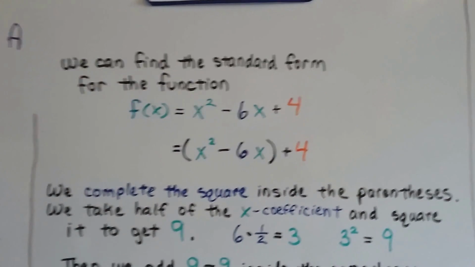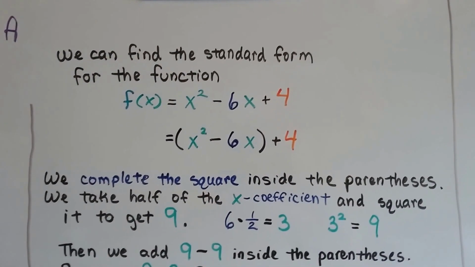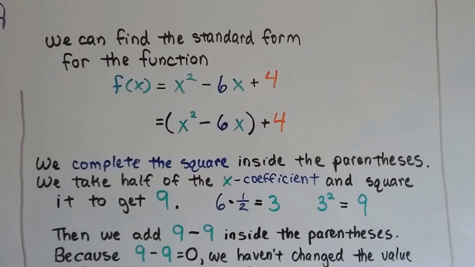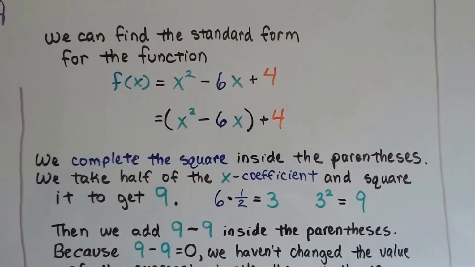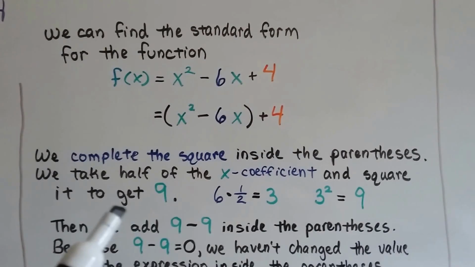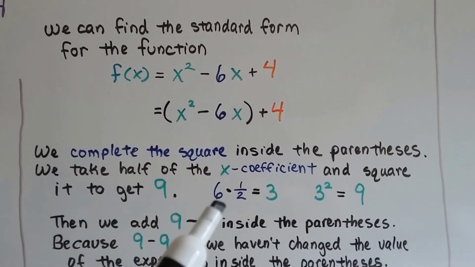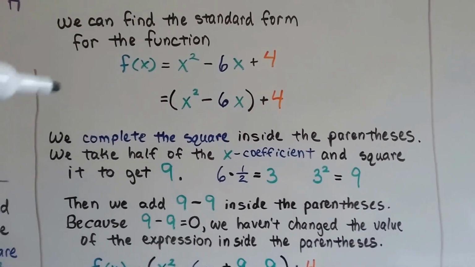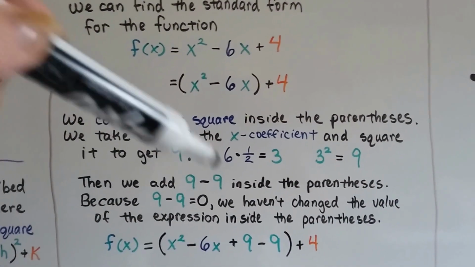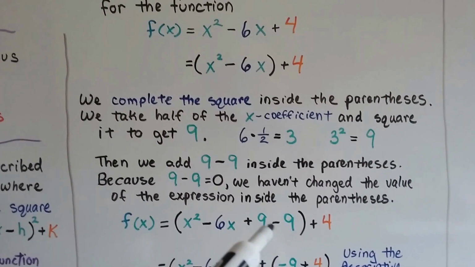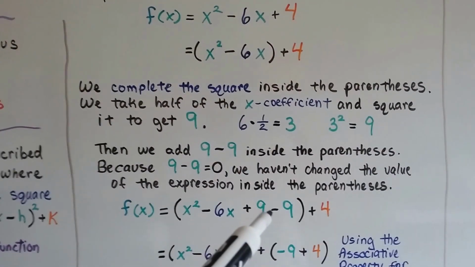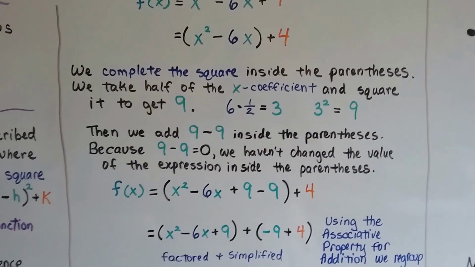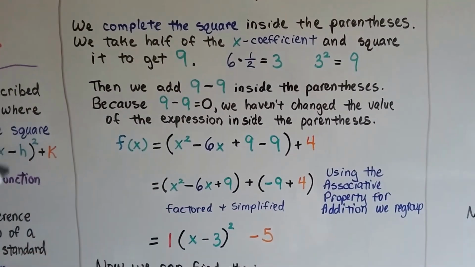What we do is we complete the square inside the parentheses and we take half of the x coefficient, this blue 6. So half of that 6 would be a 3, wouldn't it? And we square it to get a 9. Now we add 9 minus 9 inside the parentheses. And because 9 minus 9 equals 0, we haven't changed the value of the expression. It's just like we're adding a 0, isn't it?